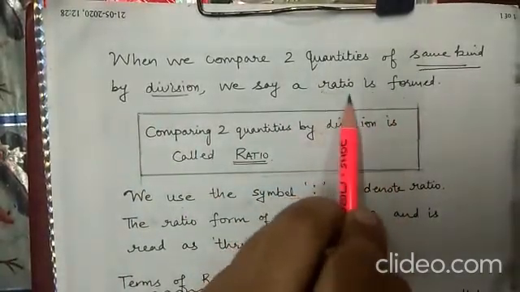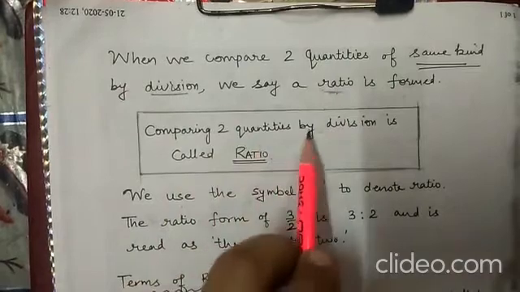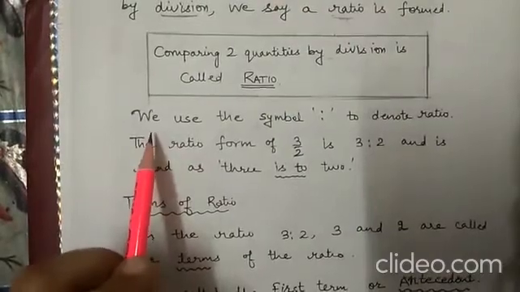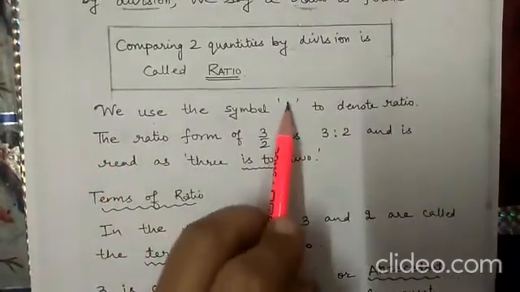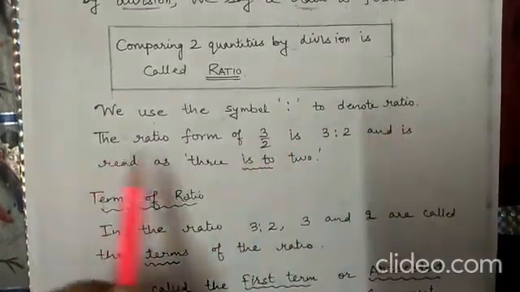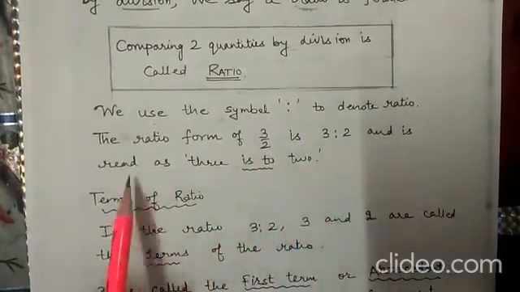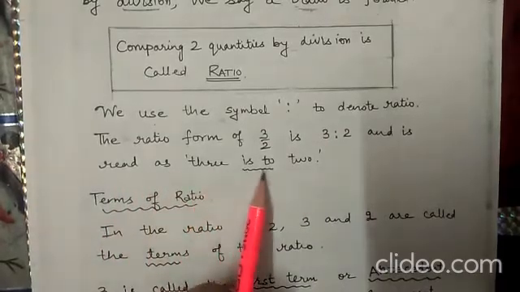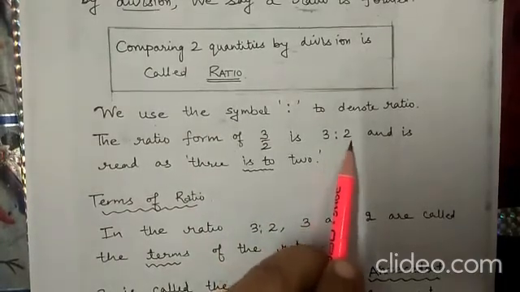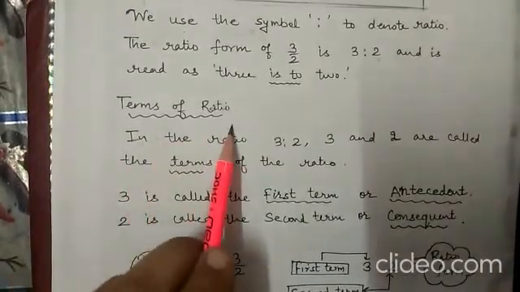This is pronounced as ratio. Make sure of it. Ratio: comparing two quantities by division is called ratio. Now, we use this symbol, these two dots I have written here, to denote ratio. The ratio form of 3 by 2 will be 3:2, and we say it as 3 is to 2. That is, for this symbol we say 3 is to 2. Clear? Now come the terms of the ratio.